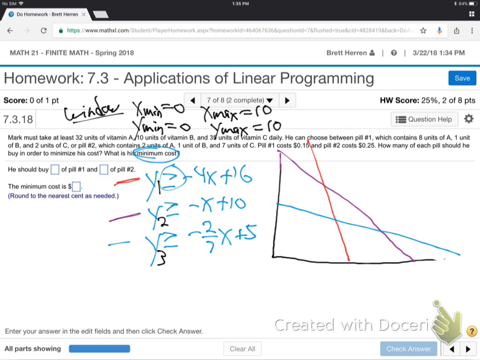Or you could also look here and say greater. So the shading is all this stuff out here. Let me draw this a little more carefully. The shading is all the stuff out there. Is that good?